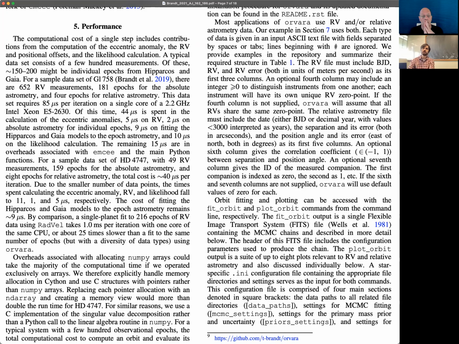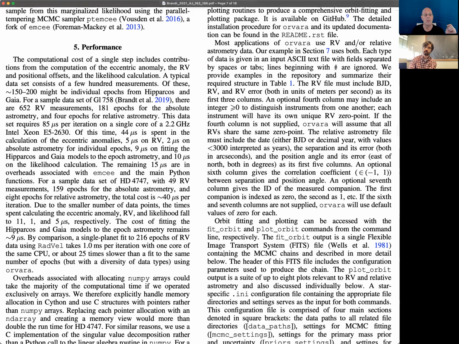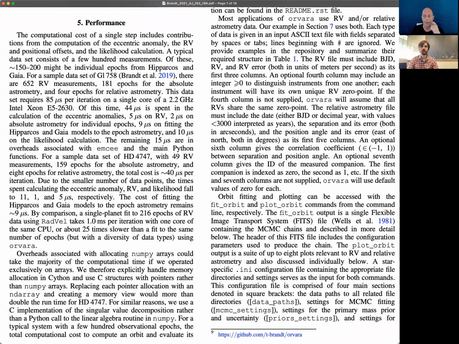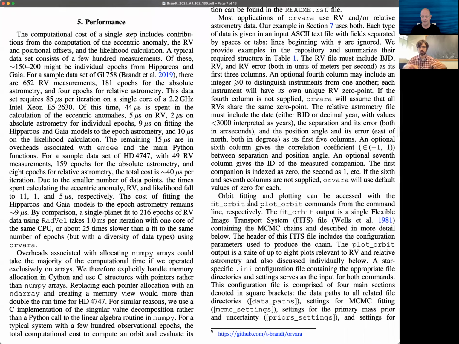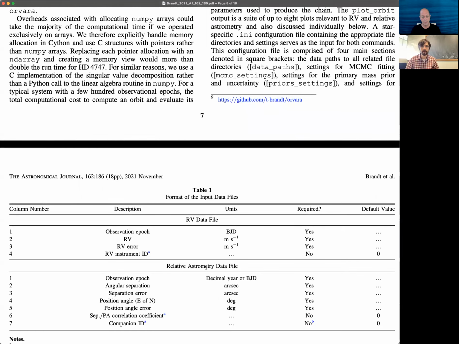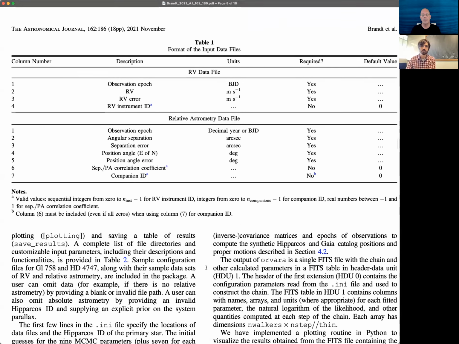So once you set up this configuration file and you click go and you run, then you end up with a Markov chain, a whole bunch of sets of parameters that are hopefully sampled from the posterior distributions. The code also comes with some routines to make plots and to visualize these, with a goal of having it be relatively straightforward to make publication quality plots. The configuration file is described in the table, and the plots from there is the format for the input data files, just for reference.